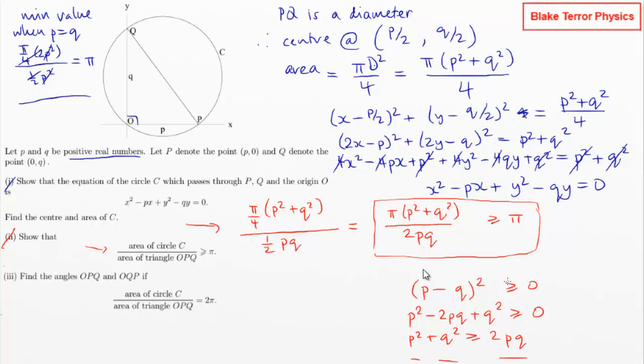Right, last part then, I'll go back to blue. I might be able to squeeze it on the page. Find the angles OPQ, OQP, so these two angles here, if this ratio is equal to 2 pi. Right, so let's go back then and I need to save a bit of space. We're saying that this expression here on the left-hand side is going to be equal to 2 pi. So let's cancel the pi's and multiply by 2pq, which gives us p squared plus q squared is equal to 4pq.